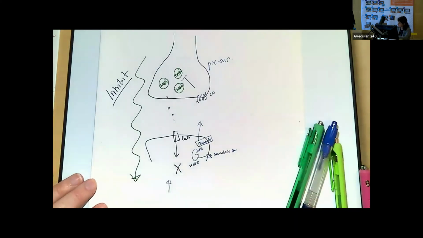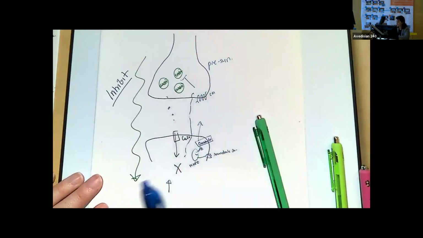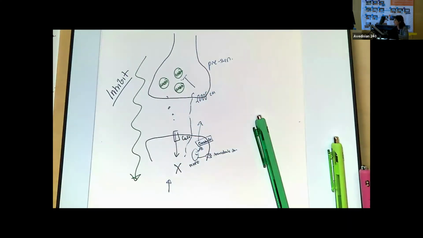And again, that anandamide would then just float back across the membrane, where it would be degraded by a specific enzyme. So this is the FAAH enzyme, and then the parts would be recycled to use again as part of the lipid bilayer.